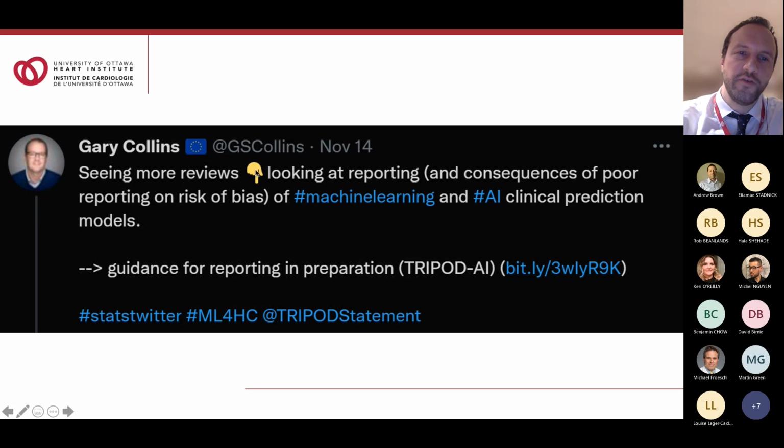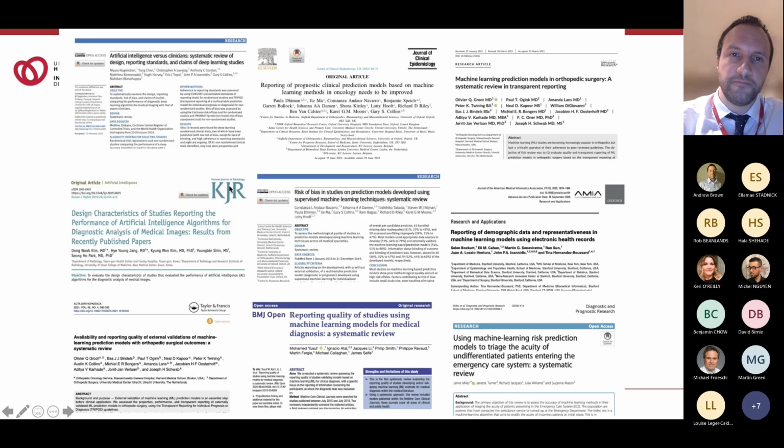He notes, "Seeing more reviews looking at reporting and consequences of poor reporting on risk of bias of machine learning and AI in clinical prediction models." And they're preparing a guidance document on this. So you can see a lot of articles recently published highlighting the risk of bias in studies on prediction models developed using supervised machine learning techniques. So it's a very effervescent field currently.